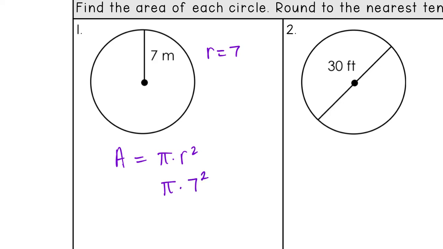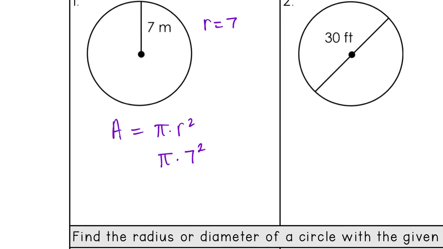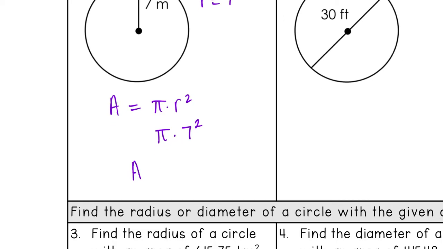Now, on your Inspire calculators or on Desmos or pretty much any calculator you find, there is an actual button that says pi. So you're going to use that button and then times 7 to the second power. So when I type this in, I get 153.938, but it says to round to the nearest tenth. So we're going to write down area equals 153.9. And in this problem, they were measuring in meters. So this would be square meters.